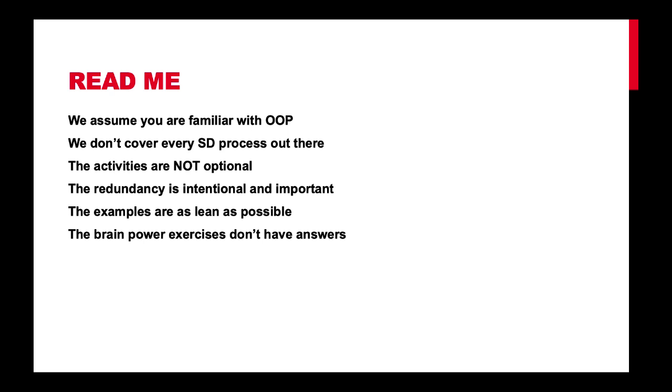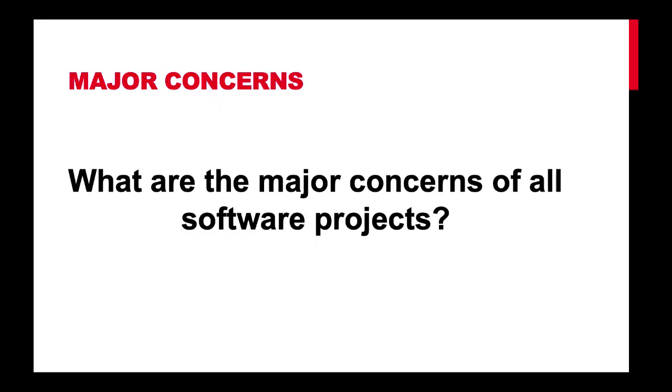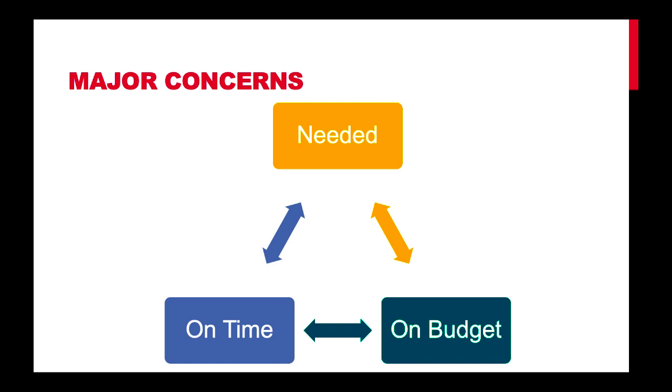So that being said, you know what's in the book, so let's move on to the first chapter, Great Software Development. So we're going to build software. We're going to be software engineers. The first thing we have to know is the major concerns of every software project. That is building what's needed on time and on budget. Money, time, requirements. It's always a trade-off. You always get to pick two of the three, right? If something is on budget and on time, you may not get exactly what you need.